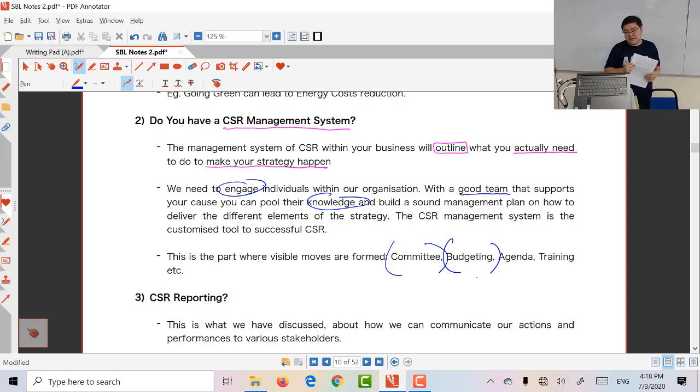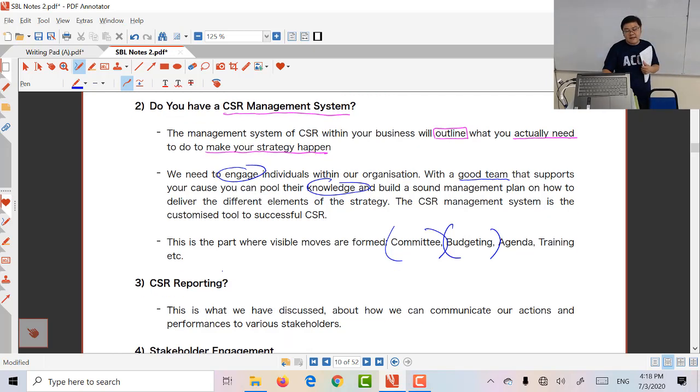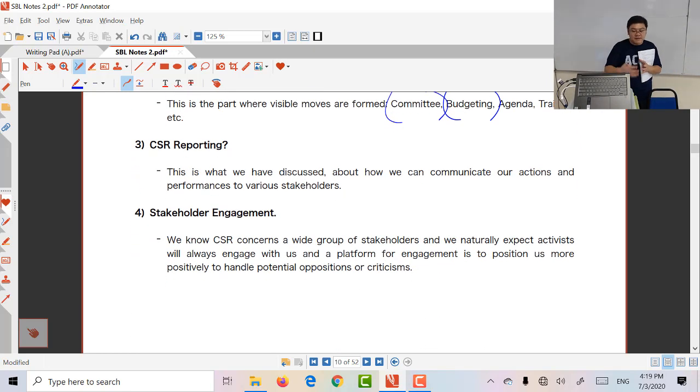Now, that's budgeting. Now, agenda comes in, training comes in. You want to achieve, for example, to go green. How are you going to have a go green effort? A lot of people need to know how to do it. So that's where training will come in. Now, that is the part where you start delivering or implementing. Okay. How do you tell people what you've done?